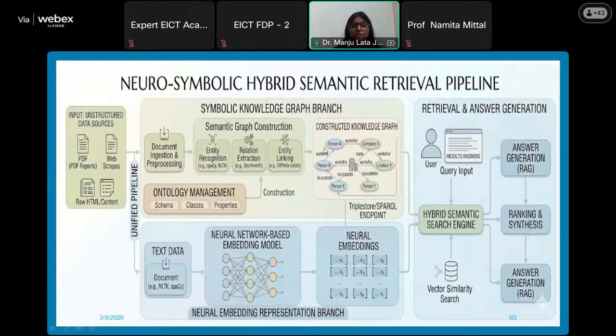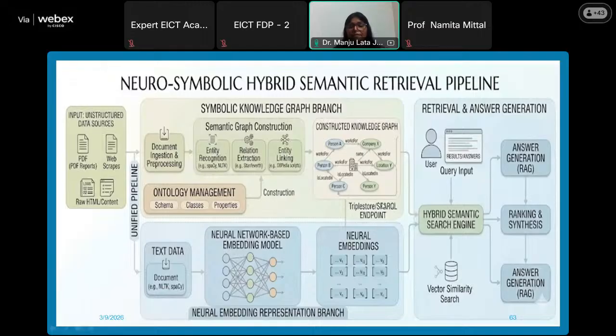One is completely dedicated to the semantic aspect, semantic graph based, and another is the neural embedding representation branch. In this particular component, the symbolic knowledge graph branch, it is similar to what we have discussed in our semantic graph IR architecture. We ingested, means we loaded the documents, pre-processed them, recognized the entities, extracted the relationships between the entities, and then entities are linked with those relations, and ontologies are managed through schema, classes, and their properties of entities. So the knowledge graph is constructed.